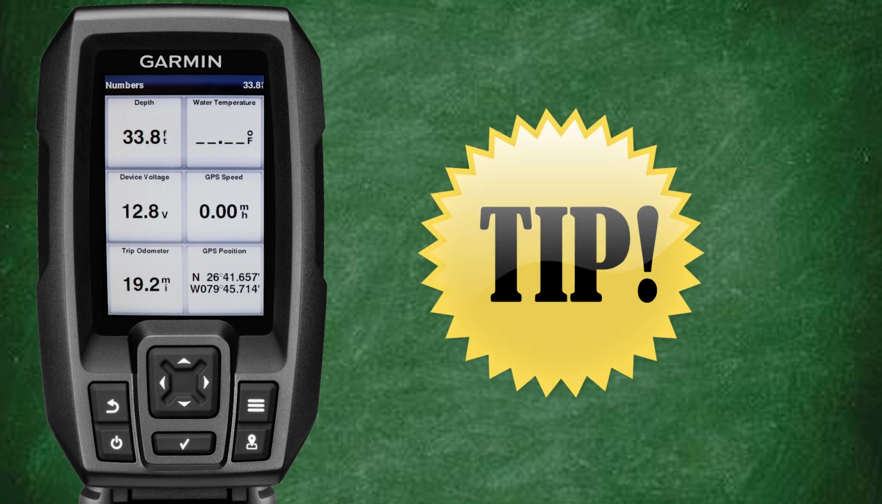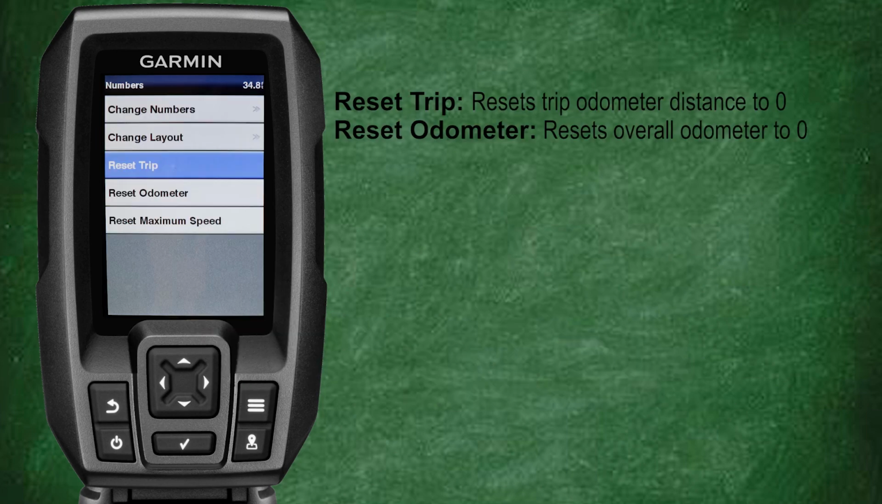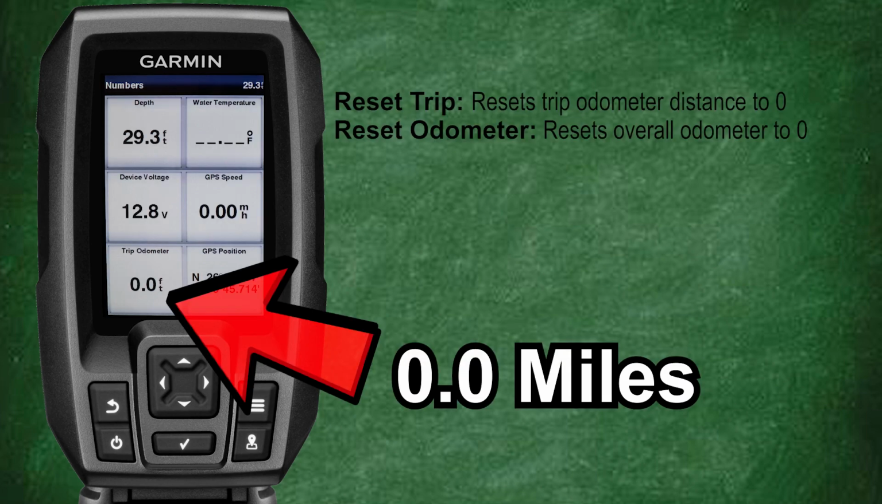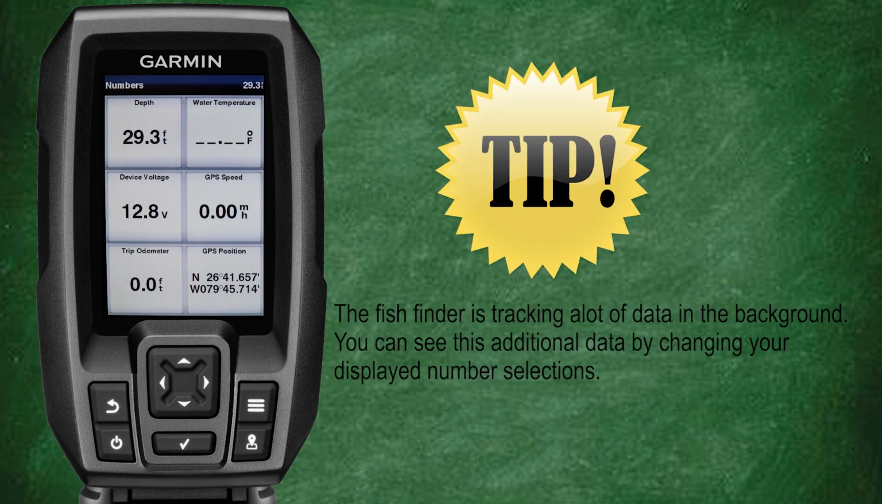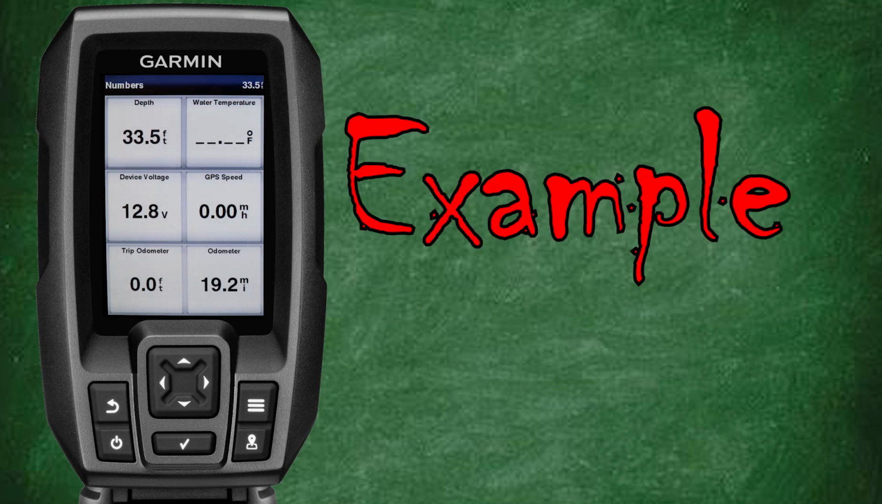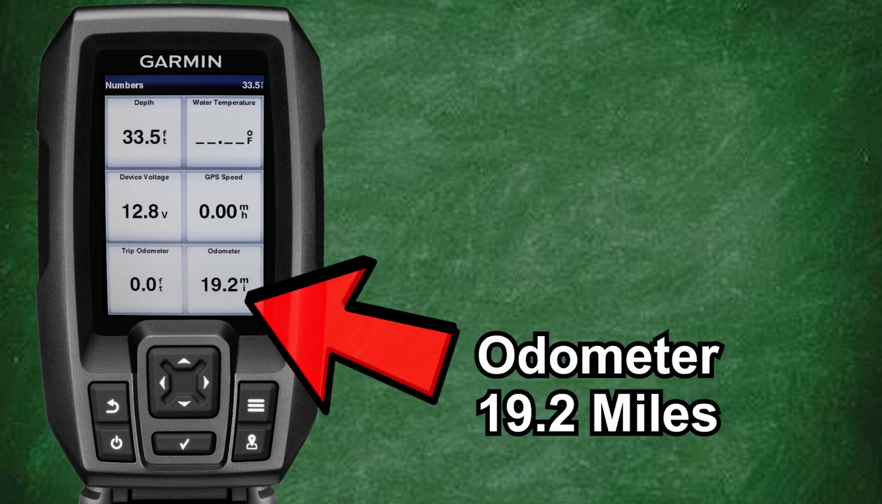Now before we move on from the number screen, let me share a few more tips. First, you can reset the trip odometer by selecting Reset Trip. I do this before each outing so I know how far I travel. If you select Reset Odometer, it'll reset the overall odometer, which brings me to my next tip. Even though you may not have every parameter shown on your display screen at one time, the FISHFINDER is still tracking them in the background, and they can be made available simply by changing your displayed number settings. To show this, let's look at this example. Even though I just reset my trip odometer, the FISHFINDER is still tracking my overall traveled distance with the odometer.